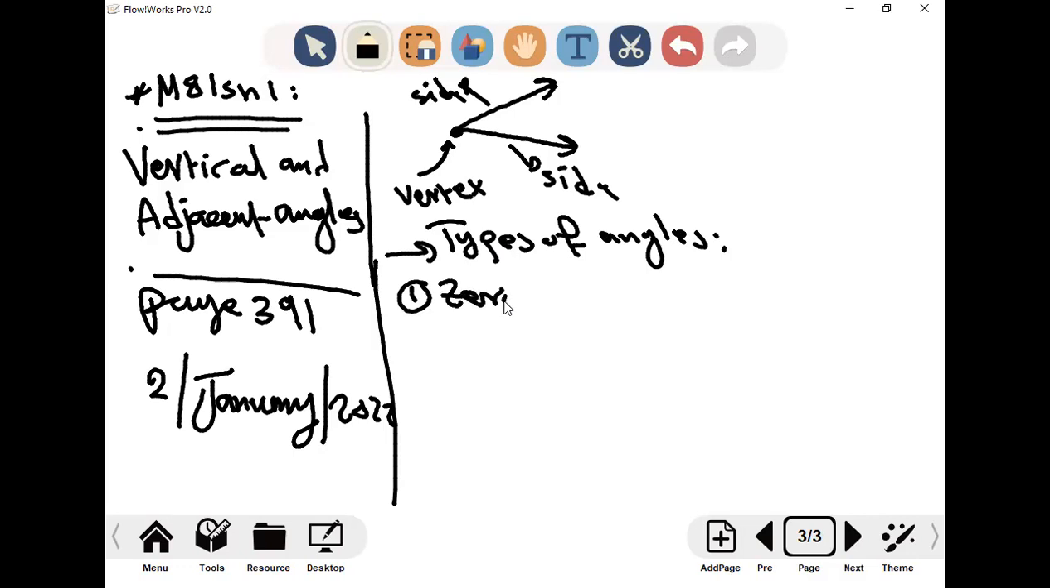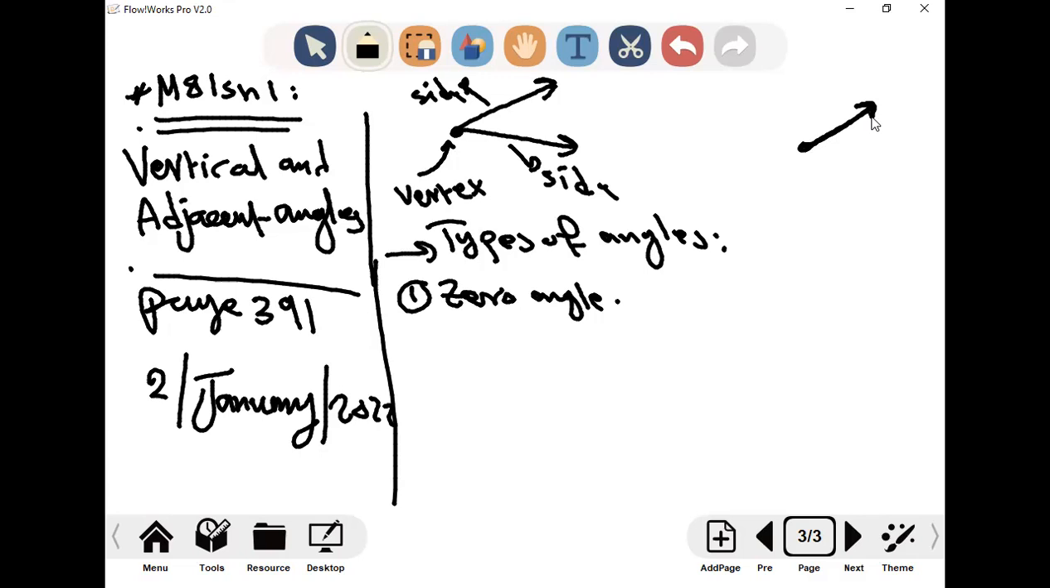First one, we call it zero angle. When we have a zero angle, the two sides are lined over each other. Look at the angle I drew and imagine what I am saying. For example, this is the vertex, this is the first side, and the second side is on it. So we have here a zero angle.